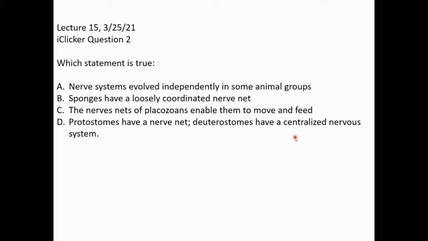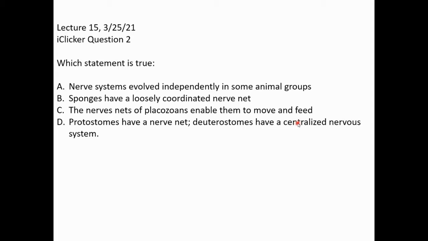When we introduce nerves, it's got a picture showing that nerve nets evolved in the comb jellies and then the cnidarians independently. And then a third time evolved in the triploblasts that consist of protostomes and deuterostomes. Okay, they both have a centralized nervous system.